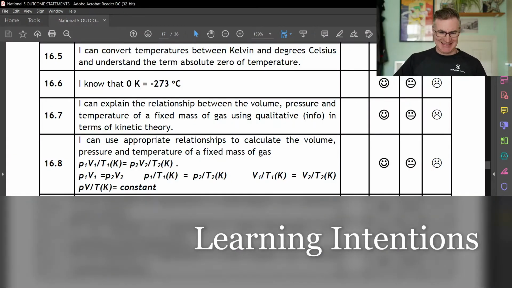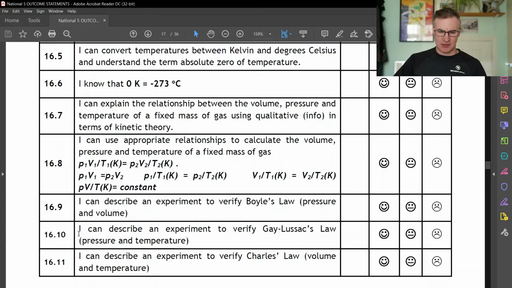And it is 16.10, so 1610. I can describe an experiment to verify Gay-Lussac's law, pressure and temperature, and the formula that we're going to be interested in here is this one here. So rather like Boyle's law, I'll take you through the experiment. It's something, again, like Boyle's law, that you should be able to describe the experiment, which is obviously tricky, having not actually done the experiment yourself.